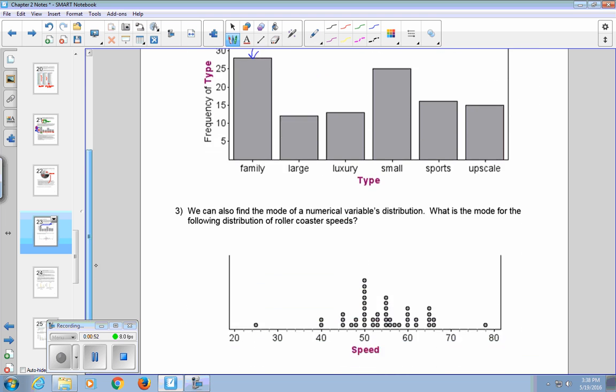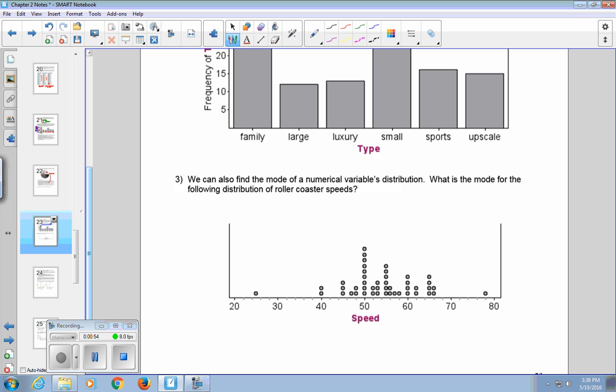Right, number three, we can also find the mode of a numerical variable's distribution. So what is the mode for the following distribution of roller coaster speeds? So again, mode is kind of like most, which one occurred the most. And we can see that the speed of 50 is our mode in this data set.